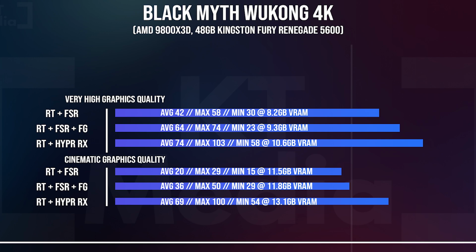Moving off to the cinematic graphics quality preset. Ray tracing and FSR, you score 20, 29 and 15, utilization of 11.5. Ray tracing, FSR and frame generation enabled in-game, you get 36, 50, 29 and utilization of 11.8. With ray tracing and Hyper RX enabled, cinematic settings at 4K, we managed an average FPS score of 69, a max of 100, a minimum of 54, and a utilization of 13.1 gigabytes of VRAM.